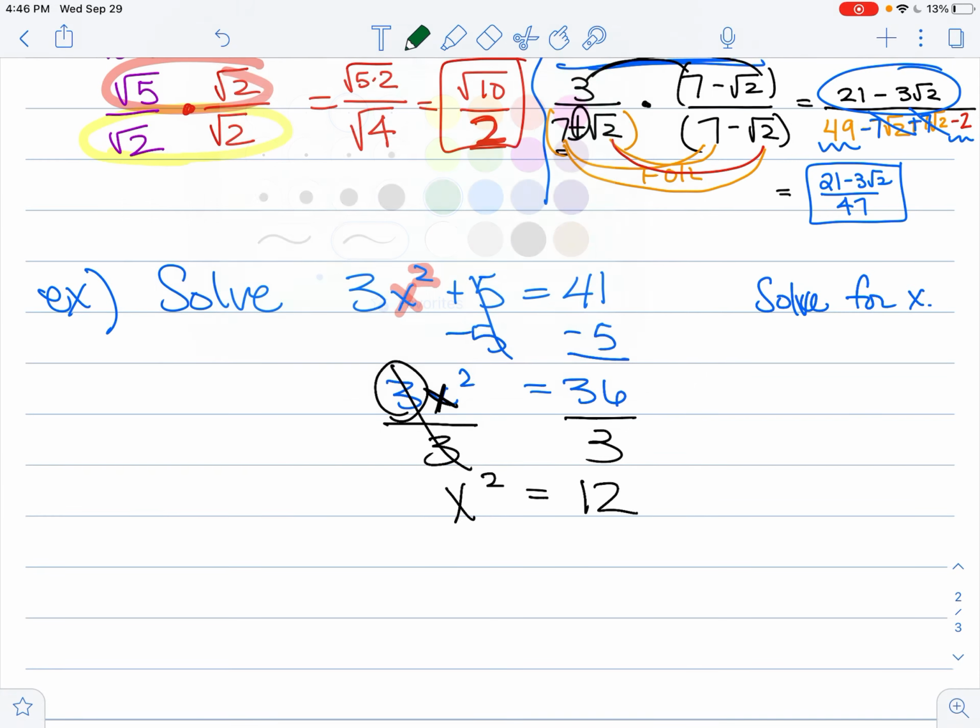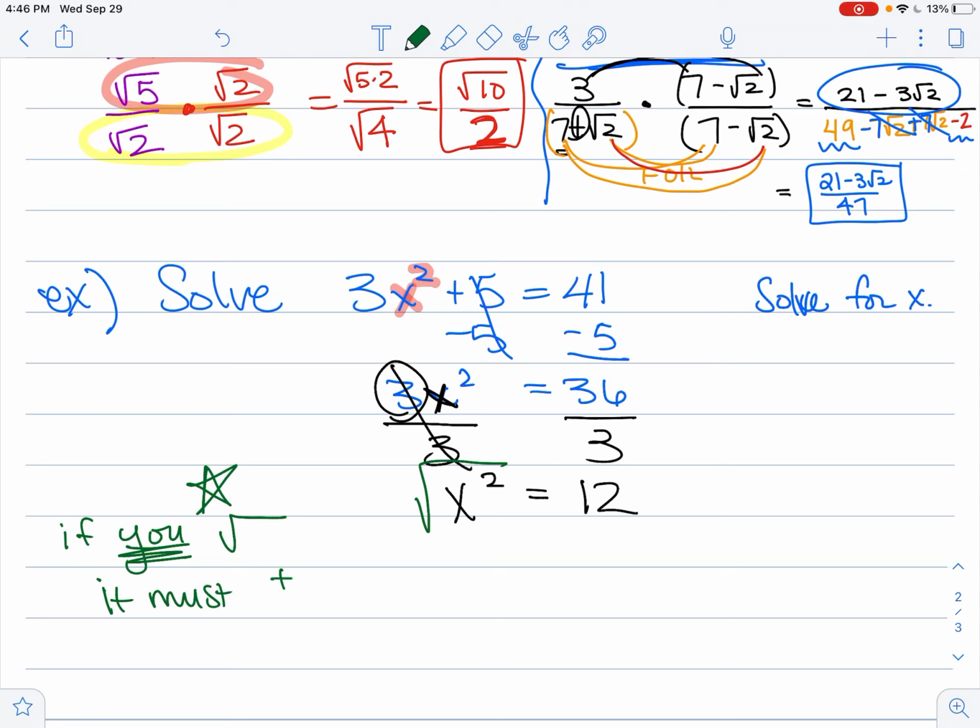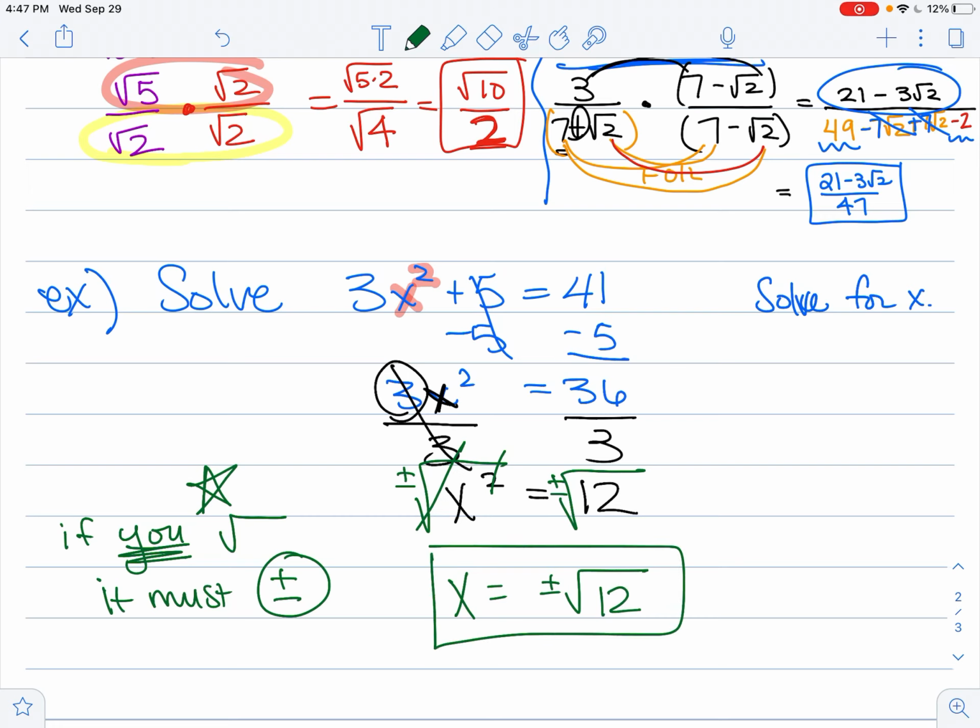Now here's a kind of a special thing. If you take the square root, it must be either positive or negative. So when I write the square root, it's got to be plus or minus. So we know that the square and the root cancel out, so we're left with x equals plus or minus the root of 12. And you can just leave it like that.